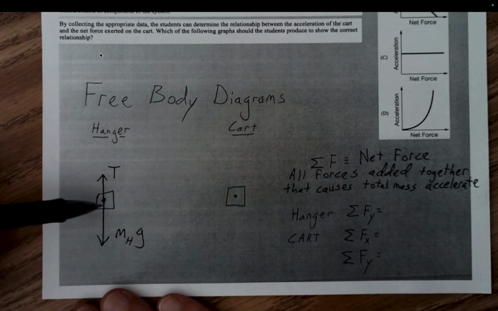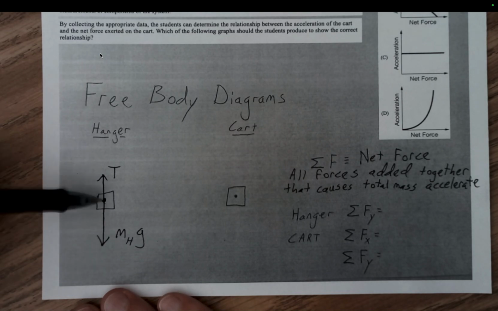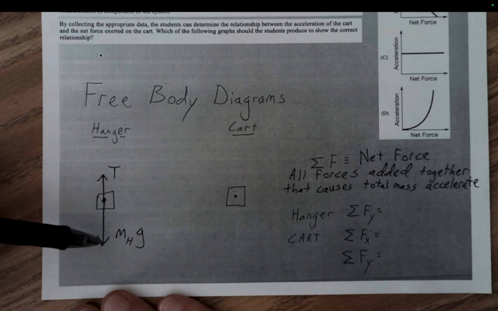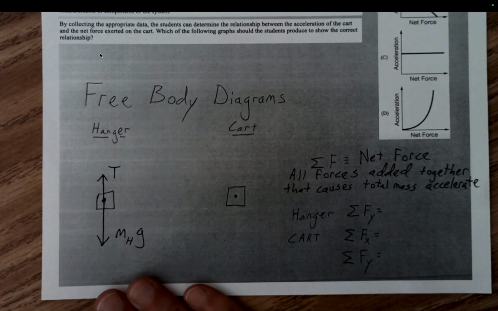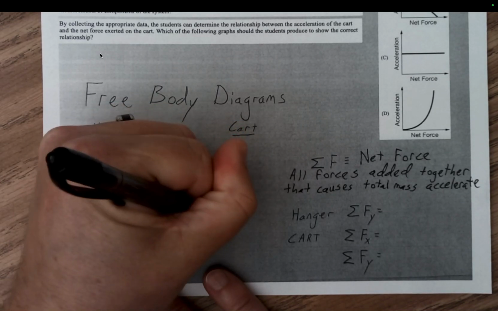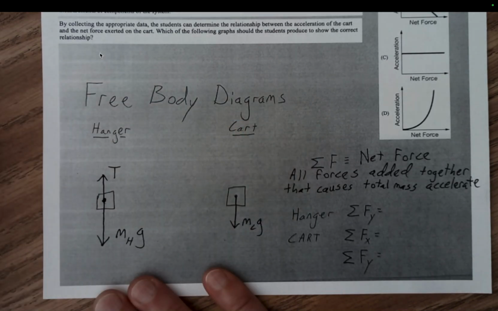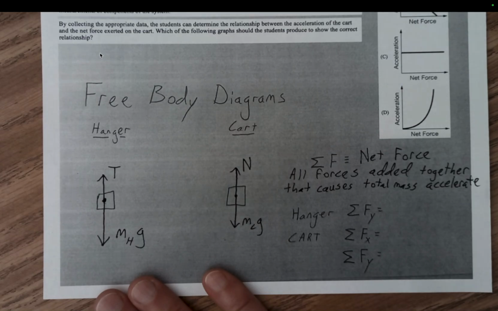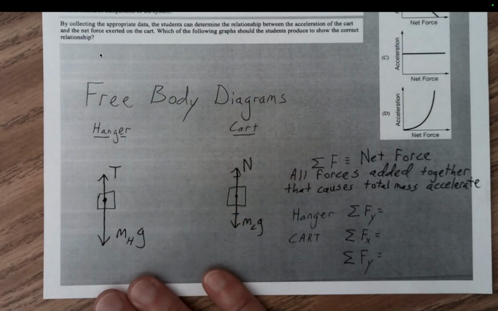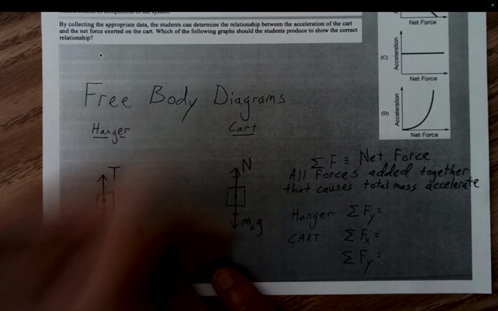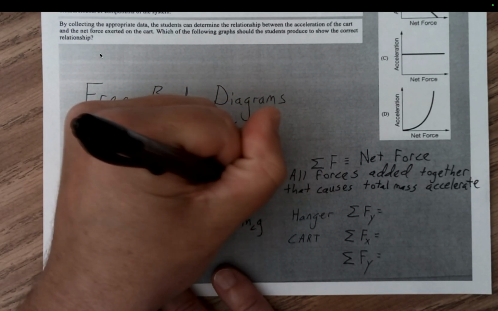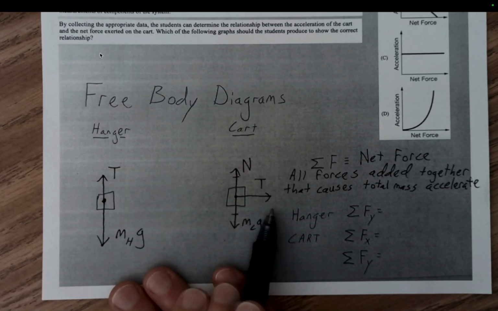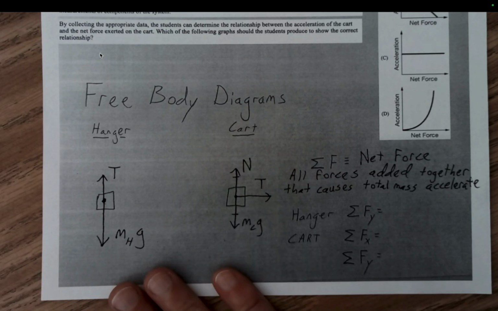I tried to make this arrow longer because the hanger was accelerating down, and this arrow shorter because there was still a force up, but it was accelerating down. That's why I made that arrow longer. For the cart, we had the mass of the cart times gravity down, and it was in contact with the surface, and so there's this normal force up. I can put in these marks of congruency. We know it was not accelerating in the y direction, but it had this tension that was pulling it. And this tension is the same as this tension, so I want to try to make these arrows the same length in proportion.